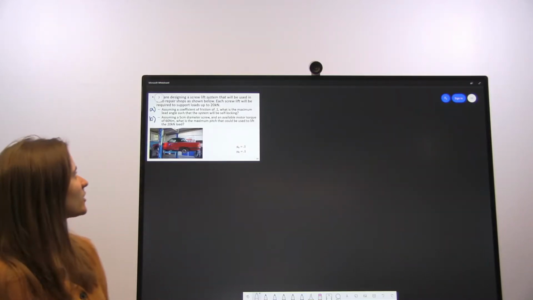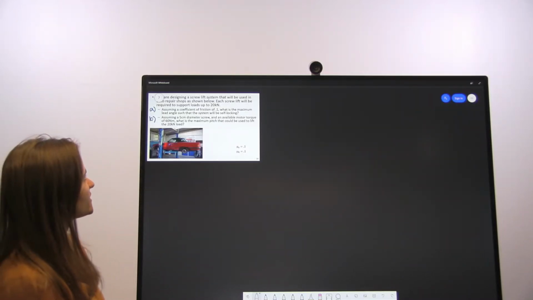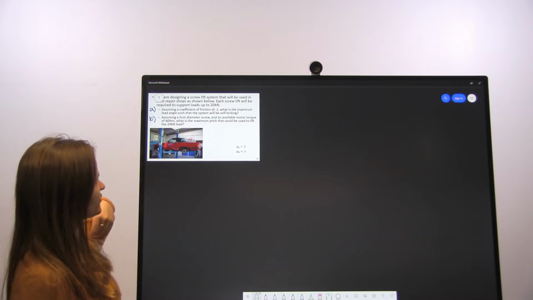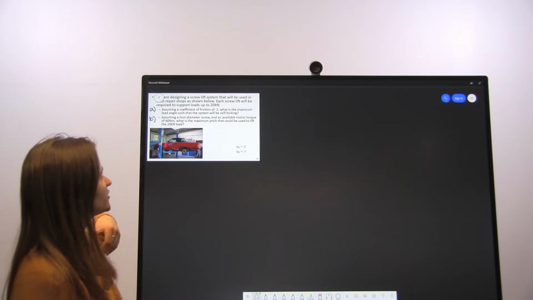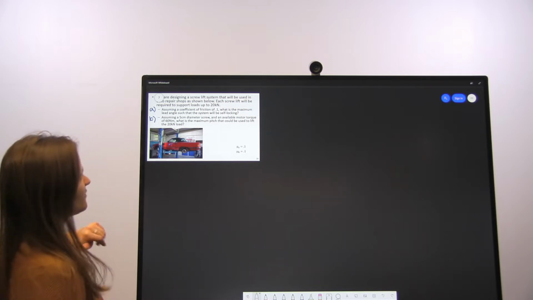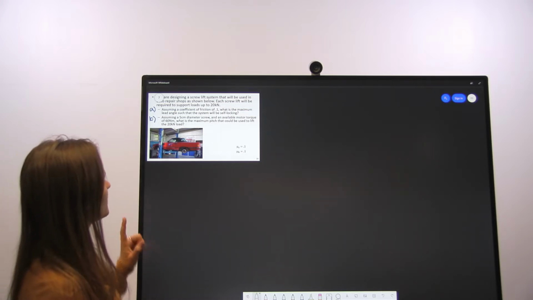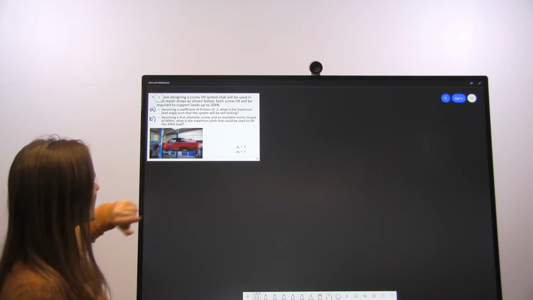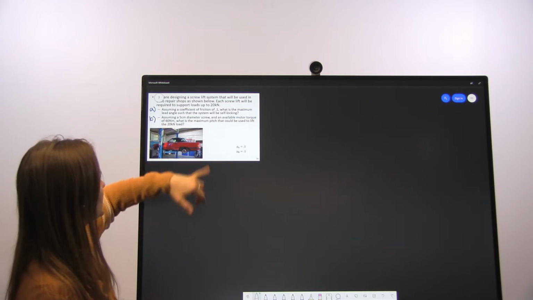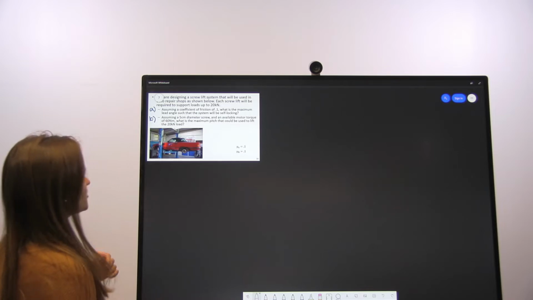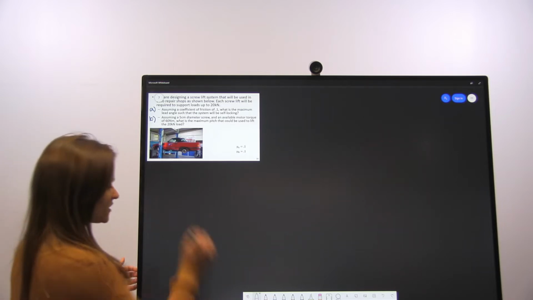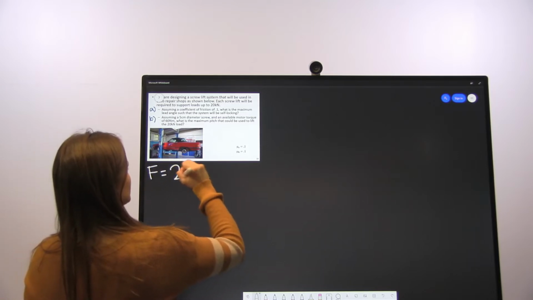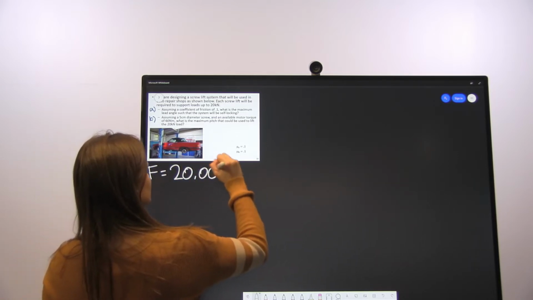So in this problem, we're given the task of designing a screw lift system that will be used in auto repair shops, shown below, and each screw lift will be required to support loads up to 20 kilonewtons. And we're asked to find the lead angle such that the system will be self-locking and find the maximum pitch that can be used to lift the 20 kilonewton load.